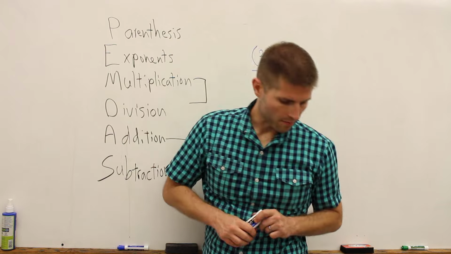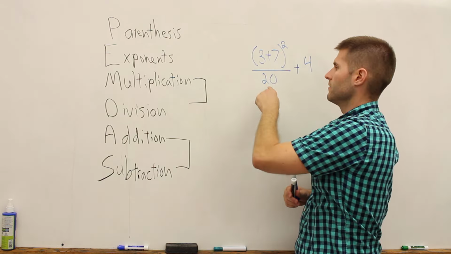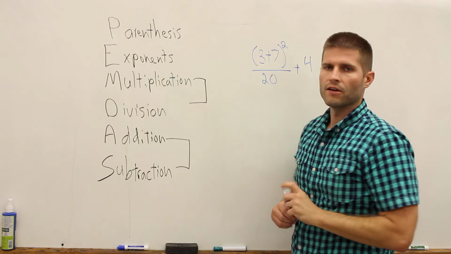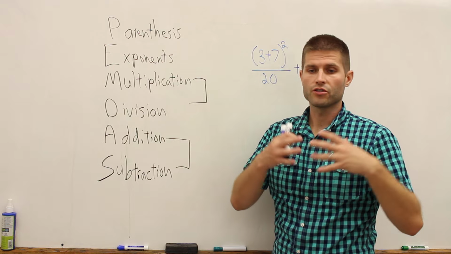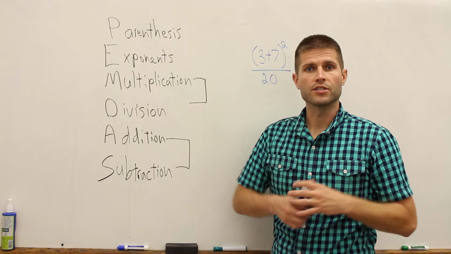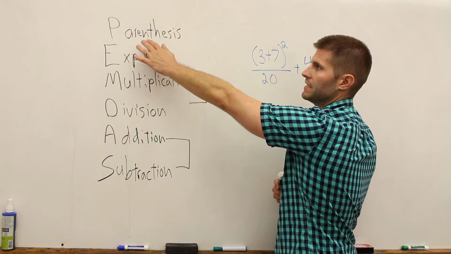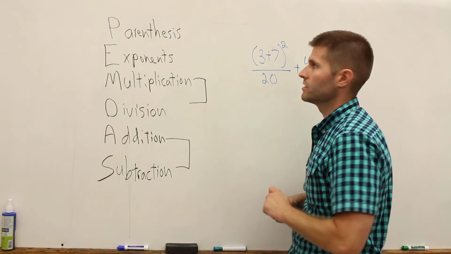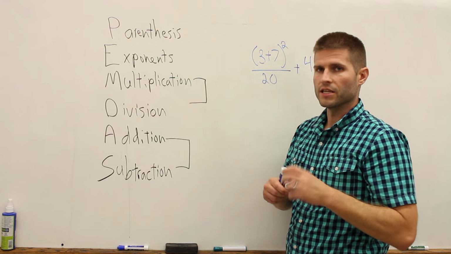Let's try a problem. So here we have (3 + 7)^2 ÷ 20 + 4. Now you can't just simply plug this into a calculator. You have to go through the order and make sure you understand which calculation comes first. So based on our PEMDAS, we know that anything in a parenthesis comes first. We do that calculation first. So since we have a parenthesis, 3 plus 7, we're going to do that calculation first.